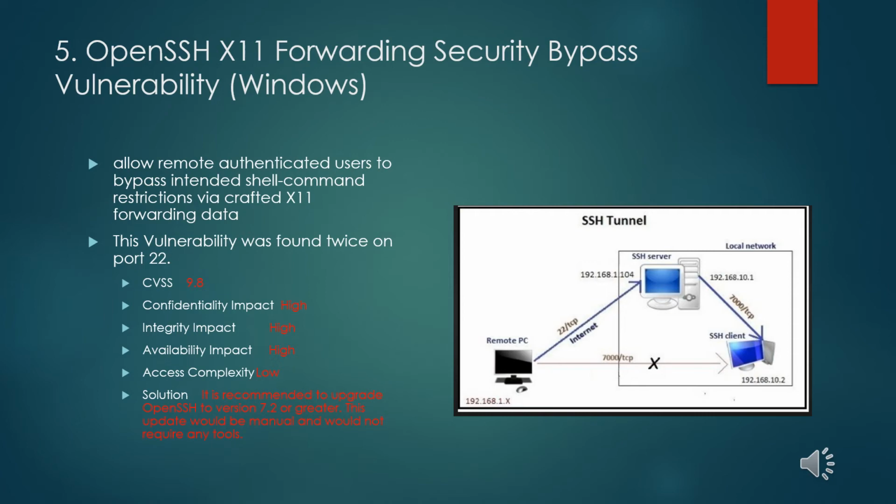The access complexity is low. An attacker can bypass the security criteria using simple tools. And the solution is to upgrade OpenSSH to version 7.2 or greater.